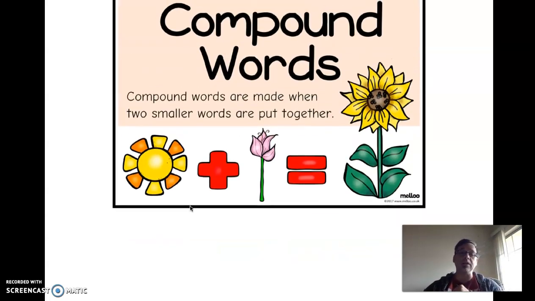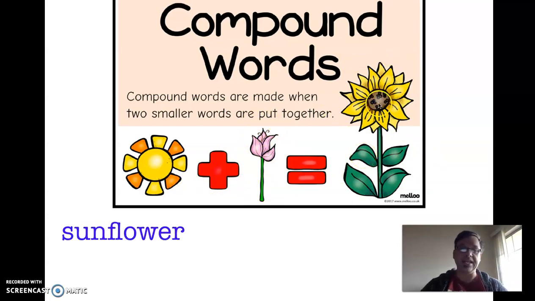We're going to look in particular, to begin with, at compound words. Compound words are made when two smaller words are put together to make one longer word. Okay, we have a lot of these in English. Now here's one. What is this? This is a sun plus, what is this? A flower equals sunflower. The one with the seeds, that you can eat, a very tasty snack.